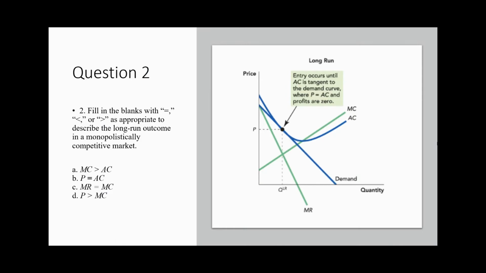So question 2 asks to fill in the blanks with an equal sign, less than, or greater than sign, as appropriate to describe the long-run outcome in a monopolistically competitive market. So all of the variables it asks about can be seen in the long-run graph shown to the right. So clearly marginal cost is greater than average cost because that green line is above the blue line for average cost. And P for price equals average cost because those two intersect. MR equals MC because those two lines intersect and P is greater than marginal cost.